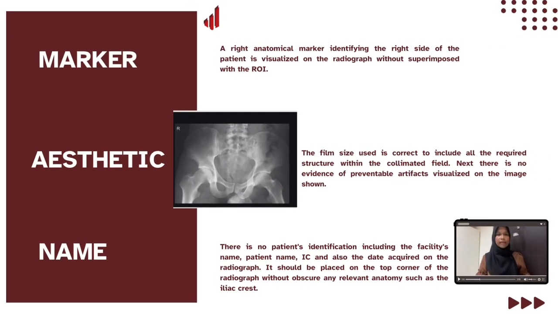For the marker, a right anatomical marker identifying the right side of the patient is visualized on the radiograph without superimposing the region of interest. For the aesthetic, the film size used is correct to include all the required structures within the collimated field. Next, there is no evidence of preventable artifact visualized on the image shown.